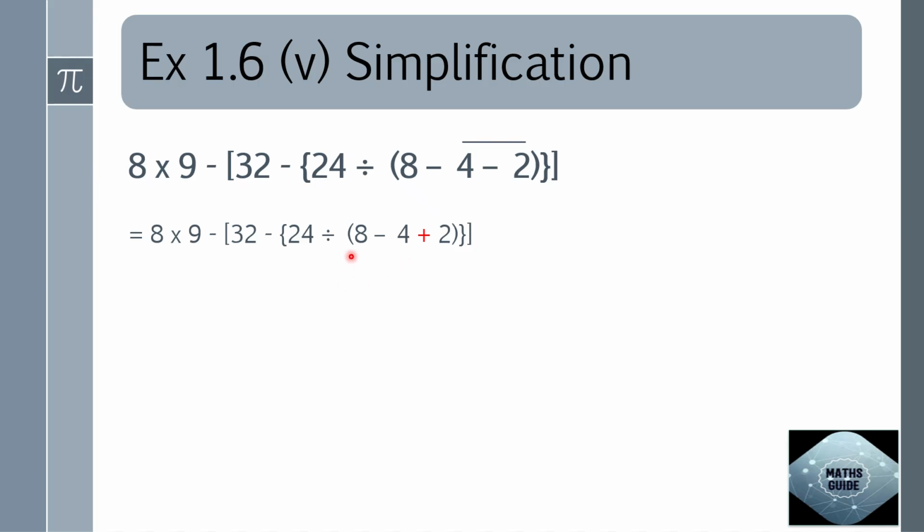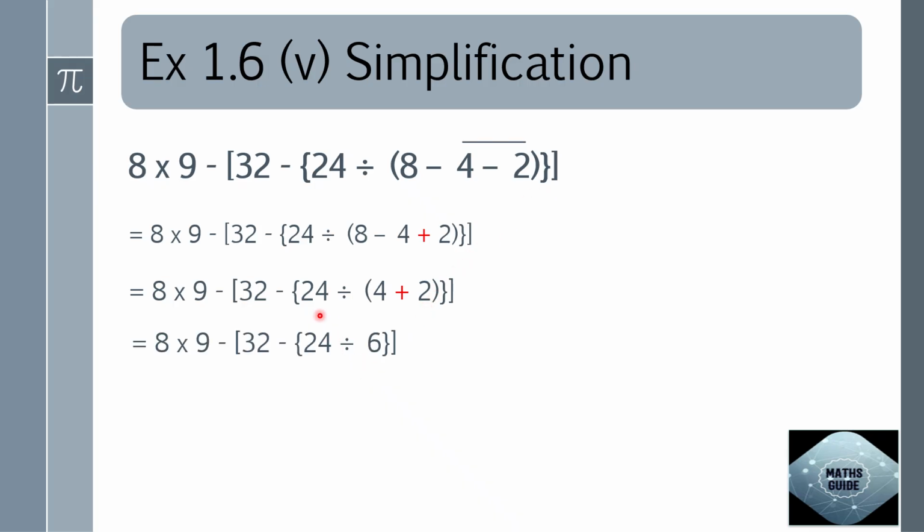Now we will solve the round bracket, and here we have subtraction and addition symbols, so we will move from left to right. So 8 minus 4 is 4, then we will add 2 to that and the final answer will be 6. Now the round bracket has been removed and within the curly bracket we have 24 divided by 6 and the answer will be 4. Now we will subtract this from 32 to solve the square bracket, and we have 8 into 9 is 72 and 32 minus 4 is 28. After subtraction the final answer is 44.